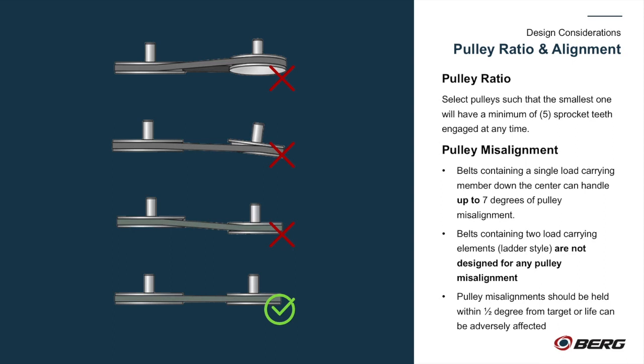If you are using a Berg molded belt that contains a single load-carrying member down the center, it is possible to have up to 7 degrees of misalignment between the sprockets. It may also be possible to rotate the output 90 degrees relative to the input shaft, provided there is enough room to properly guide the belt. For Berg belts that contain 2 or more load-carrying members, for example, a ladder-style construction, these are designed for a maximum of 1/2 degree misalignment between the sprockets. Exceeding this will have a significant impact on the life of the drive system.